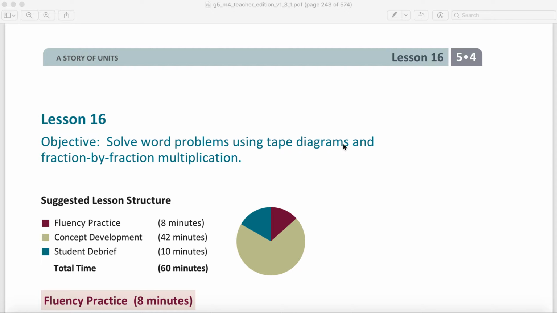We are going to be in Module 4, Lesson 16. Our objective is that we would solve problems using tape diagrams and fraction by fraction multiplication. So I'm going to go right to the problem set. I'm going to give you a couple minutes to get to your problem set, and then I'm going to get started.